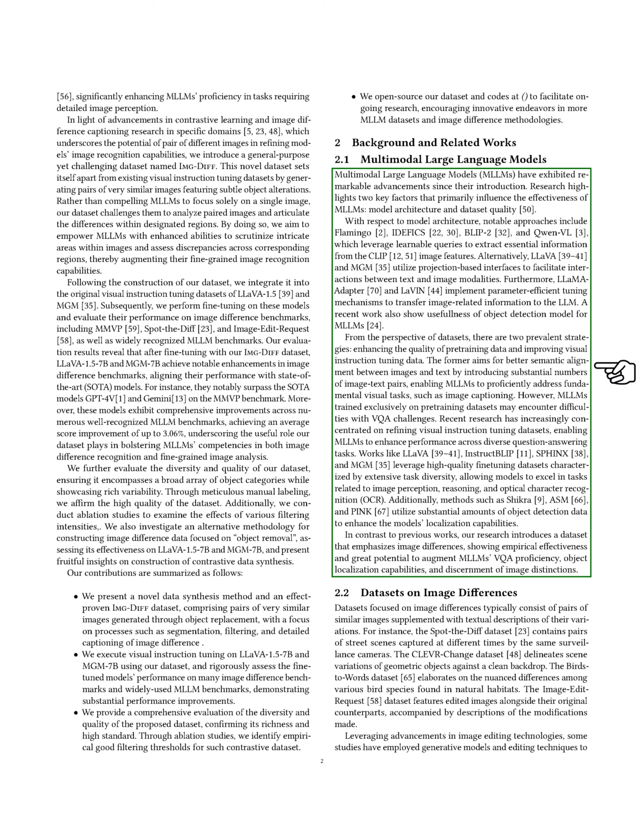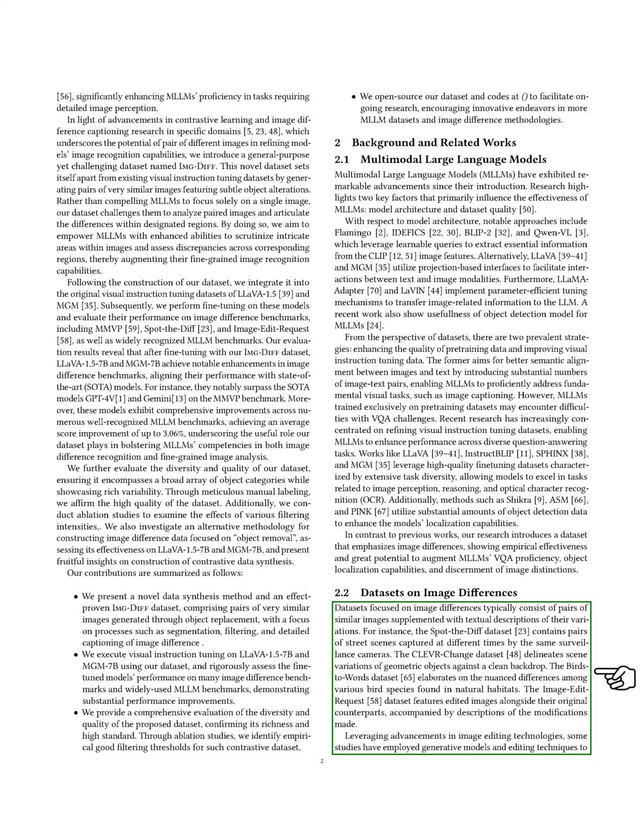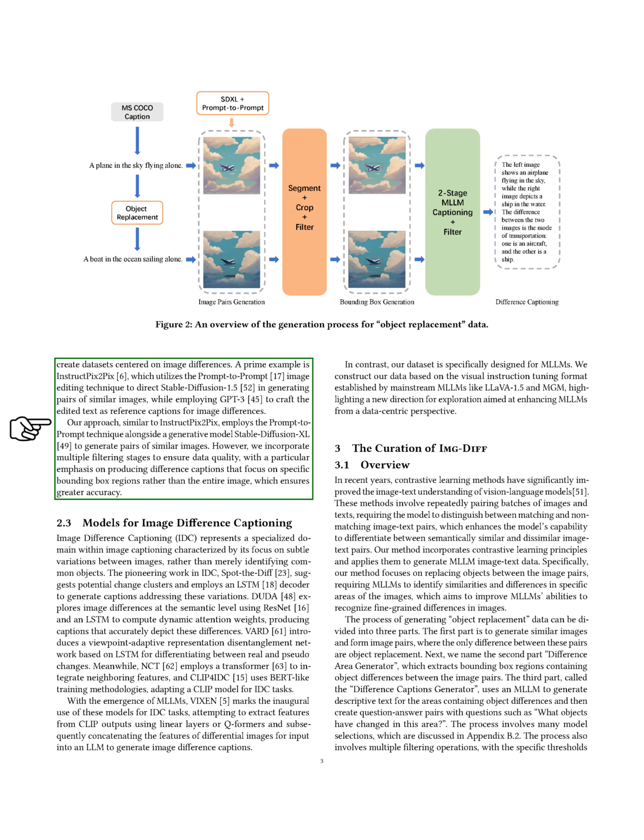Section: Datasets on image differences. In this section, we discuss datasets that focus on image differences, which usually consist of pairs of similar images along with descriptions of their differences. For example, the Spot the Diff dataset includes pairs of street scenes taken at different times, while the CLEVR-Change dataset shows variations of geometric objects against a plain background. The Birds-to-Words dataset highlights subtle differences among bird species in their natural environments. The Image Editing Request dataset pairs edited images with their originals and describes the changes made.